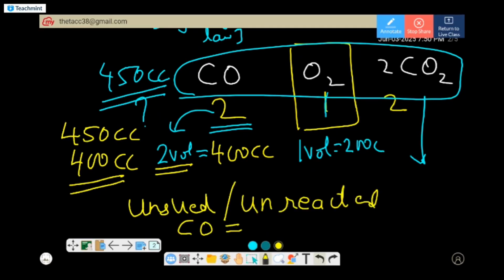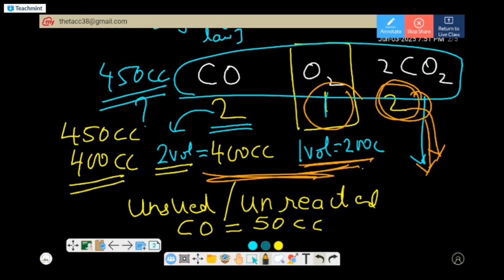How much is left out? 50 cc. It's not been used up. Why? Because we are not having that much oxygen. At least if I have 200 cc of oxygen, it is capable of burning 400 cc of carbon monoxide. But the extra 50, what happens to them? They are not going to be used up in the burning. They will be left behind.